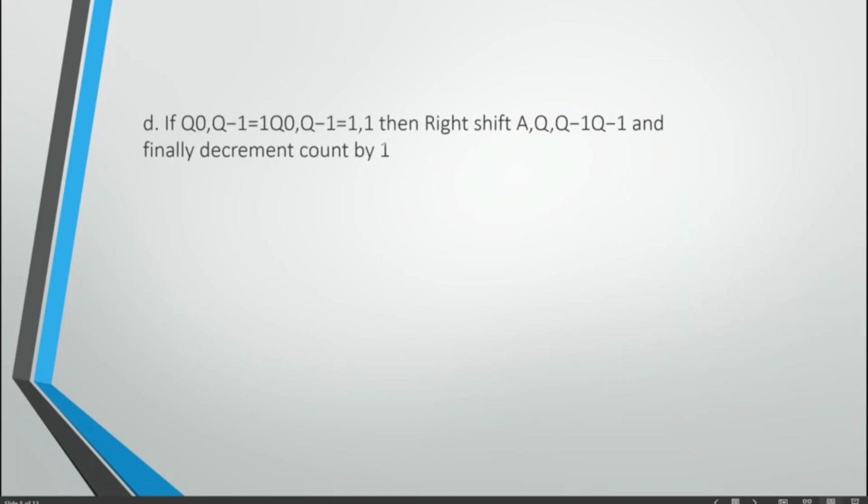The next step is: if q0 and q minus 1 are both 1 and 0, or if q0 and q minus 1 are 1 1, then arithmetically shift it right and finally decrement the count by 1, as I said in the following slide.